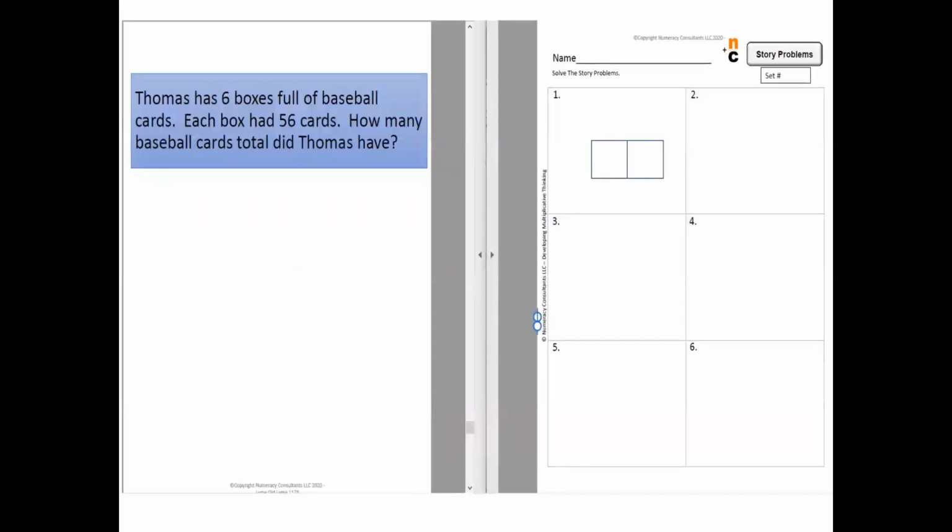It says Thomas has 6 boxes full of baseball cards. Each box has 56 cards. How many baseball cards total did Thomas have? So again, whether you teach your students the place value sections method or a standard algorithm, whatever way you want them to solve or practice can be used on this. Your methodology or strategies are really up to you. But this still provides some more practice you can have with your students.